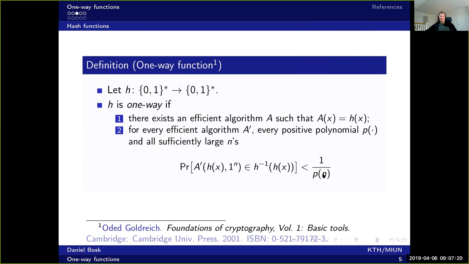So as n increases, this value shrinks. As the algorithm gets infinitely many steps of execution, this probability shrinks towards zero. So it should be really difficult for this algorithm A prime to find even one of these inverses. And clearly that wasn't the case in the two examples that we had on the previous slide, because you can instantly find all possible inverses. And that is not acceptable.